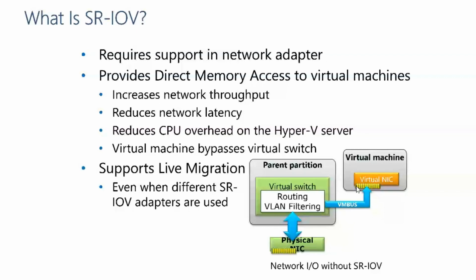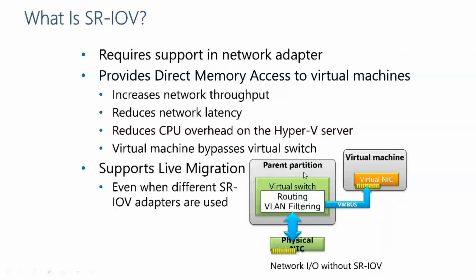This type of network card supports live migration even when there are different SR-IOV adapters. If we look at it diagrammatically, a virtual machine with a virtual network card goes through here to the physical network card, with no SR-IOV. So we have to go through the parent partition.